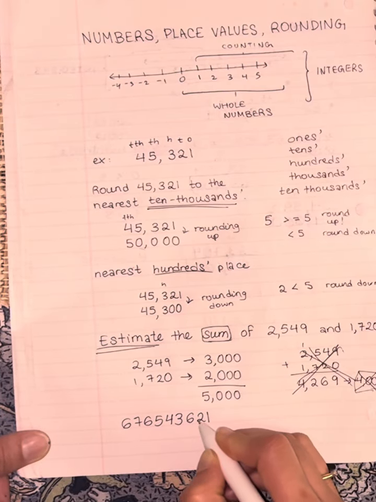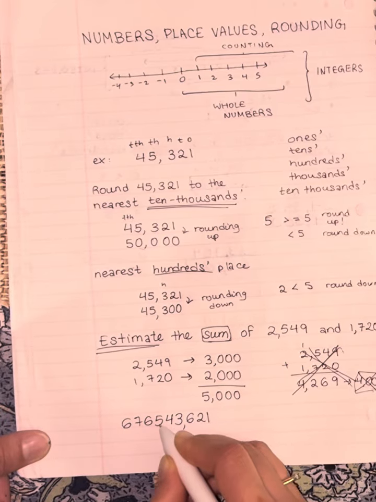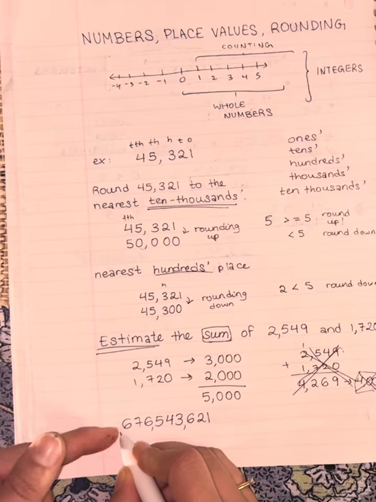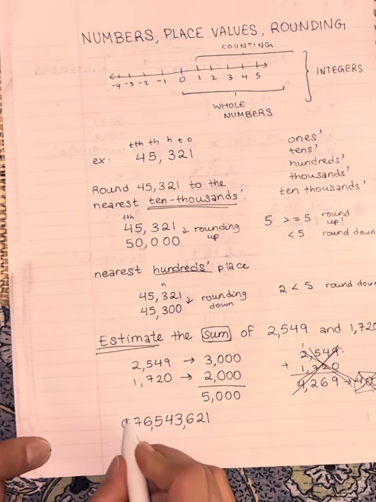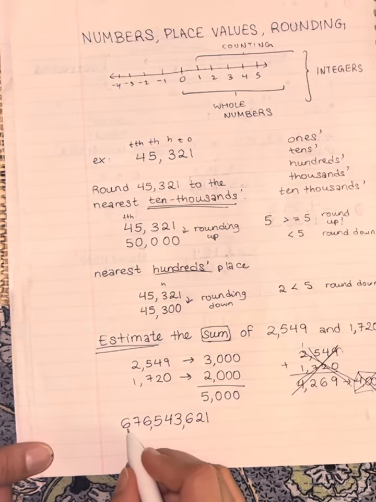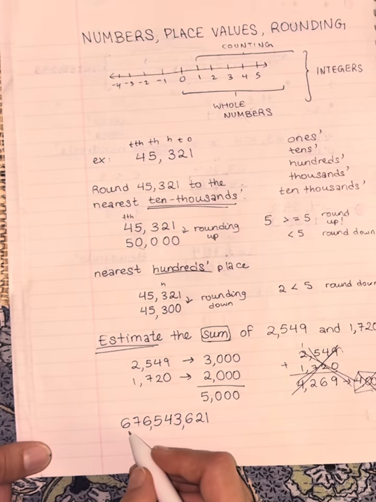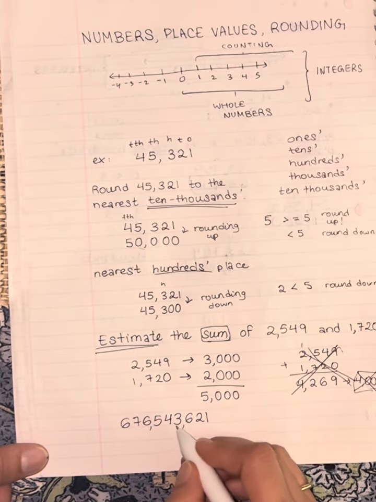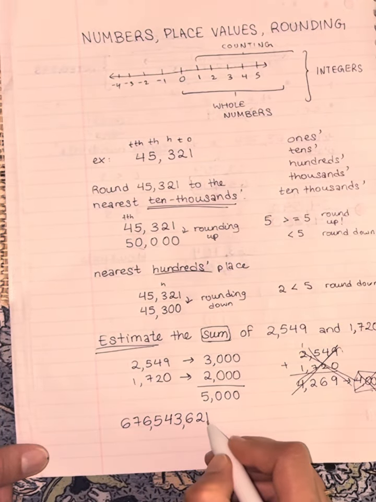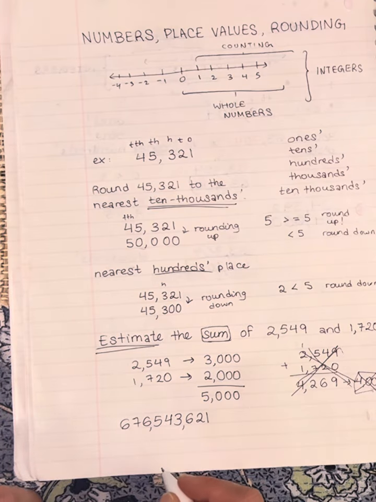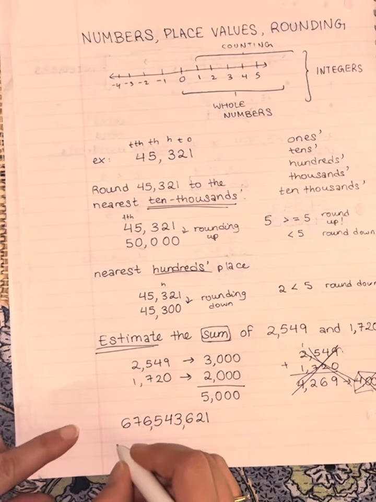So we have 1, 2, 3, comma. 1, 2, 3, comma. 1, 2, 3. And now we don't need to add a comma because there's nothing before the 6. So we know that this number would be written like this with commas. And now we can easily read it as, okay, this seems to be 676,543,621.